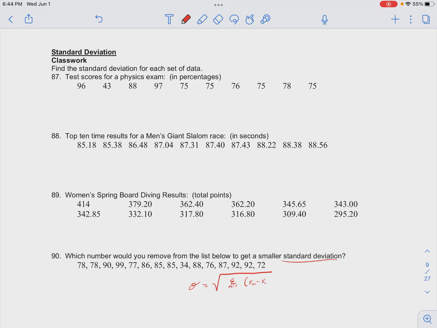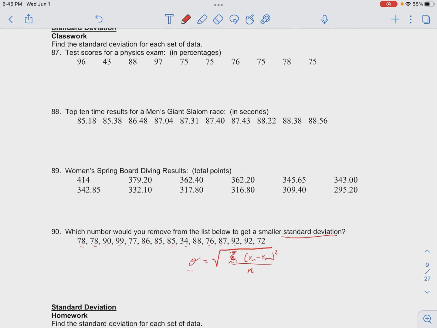minus x sub m, which is the mean, squared, divided by the total number of data in our set. And so this is the sum from n equals 1 to however many data. We can represent that as, let's see, we have in this case 1, 2, 3, 4, 5, 6, 7, 8, 9, 10, 11, 12, 13, 14, 15. So if we wanted to get a smaller standard deviation, then we would like to decrease the numerator.